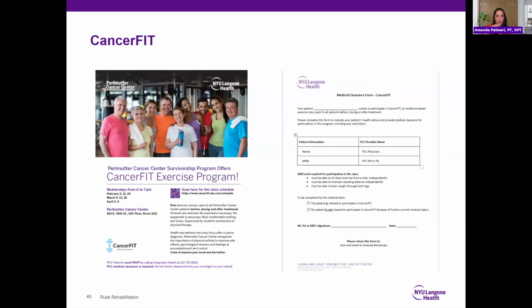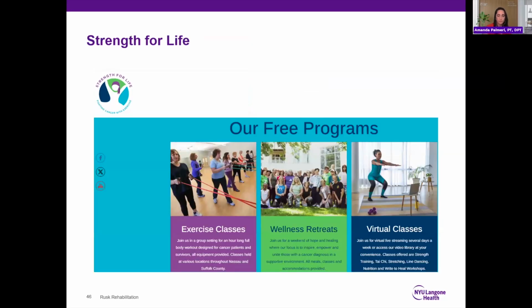The Cancer Fit program is another opportunity for maintaining physical activity levels. It does require that you have medical clearance from your physician, and so we're able to sign you off that you're able to participate in the program. And here's a look at what the Strength for Life website offers. They have exercise classes. It looks like they have wellness retreats. They also have virtual classes. We were talking about that before.